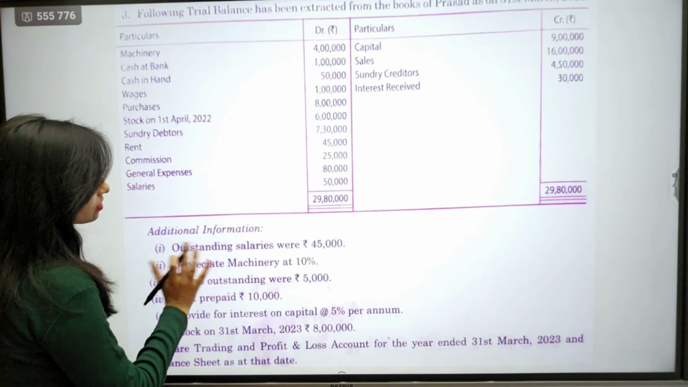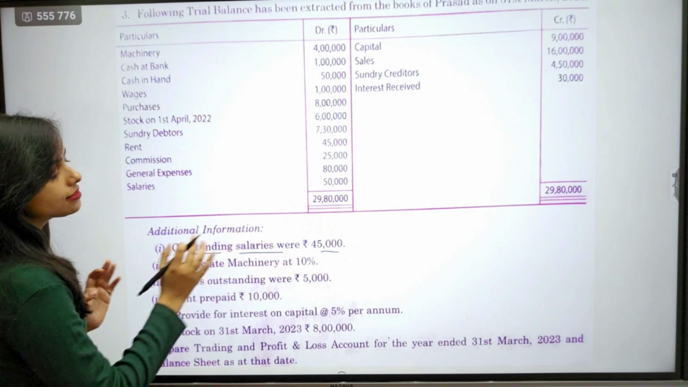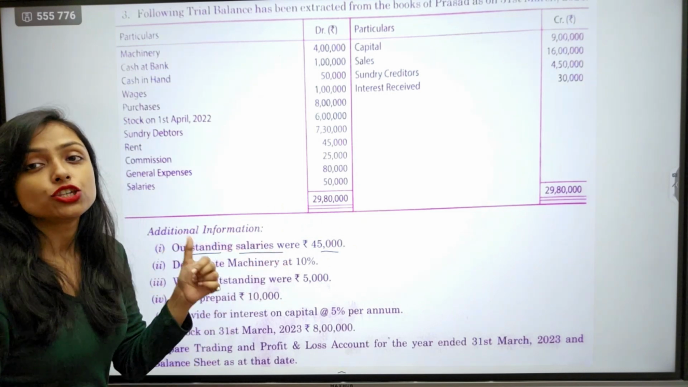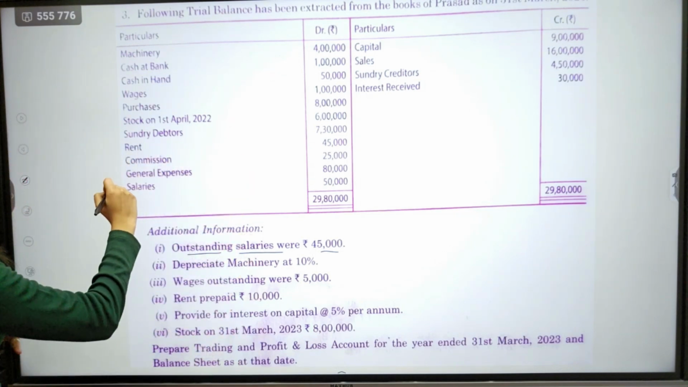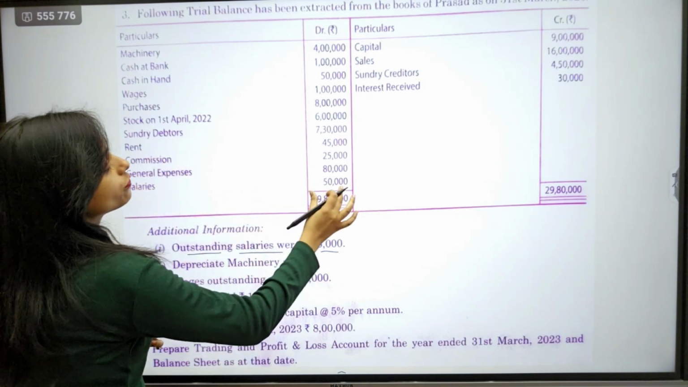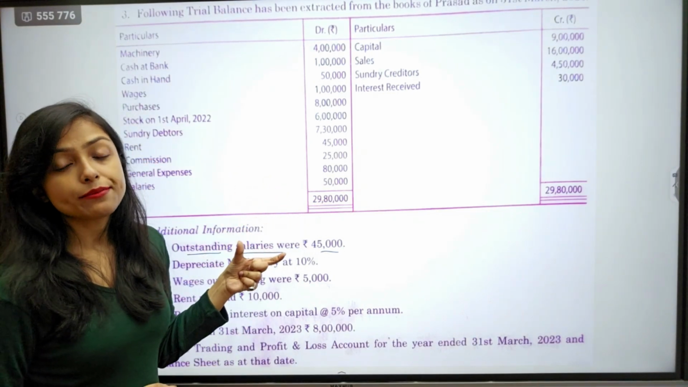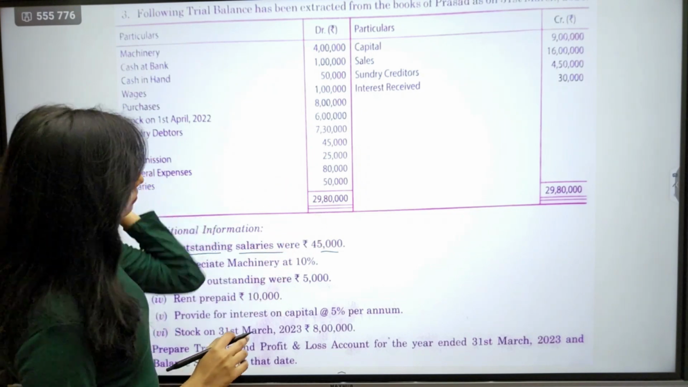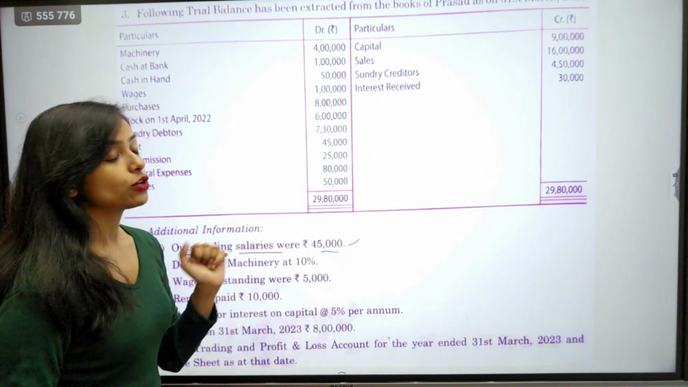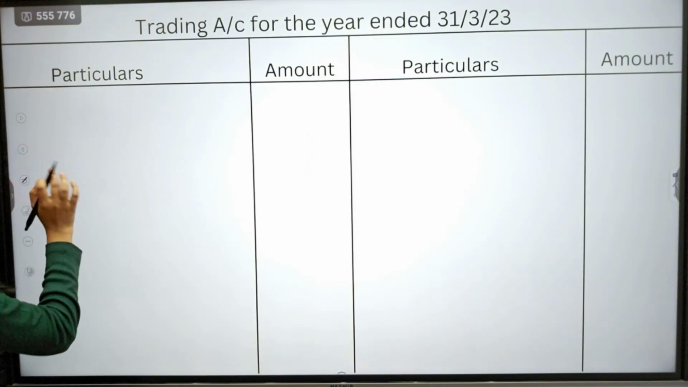Third question. Let's come to the adjustments first. Outstanding salaries were 45,000 rupees. You are going to find the respective expense over here, that is salaries. We have 50,000 rupees salary coming inside the trial balance. This shows that we have already paid 50,000 rupees salary. We also had to pay this 45,000 rupees, which also belongs to this year only. So how are we going to write it?